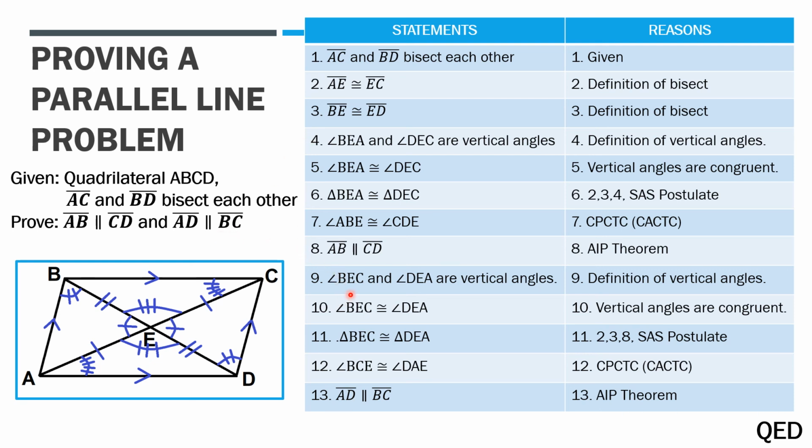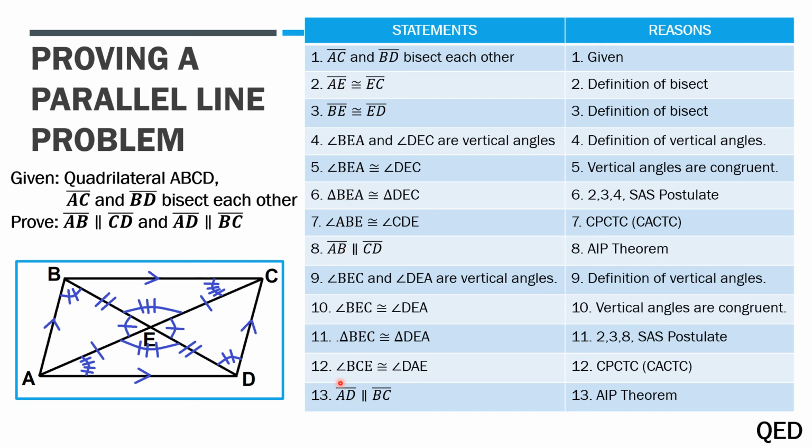Statement 9 states that angle BEC and angle DEA are vertical angles by the definition of vertical angles. Number 10, angle BEC and angle DEA are congruent because vertical angles are congruent. Statement 11 states that triangle BEC is congruent to triangle DEA by SAS postulate, following statements 2, 3, and 10.